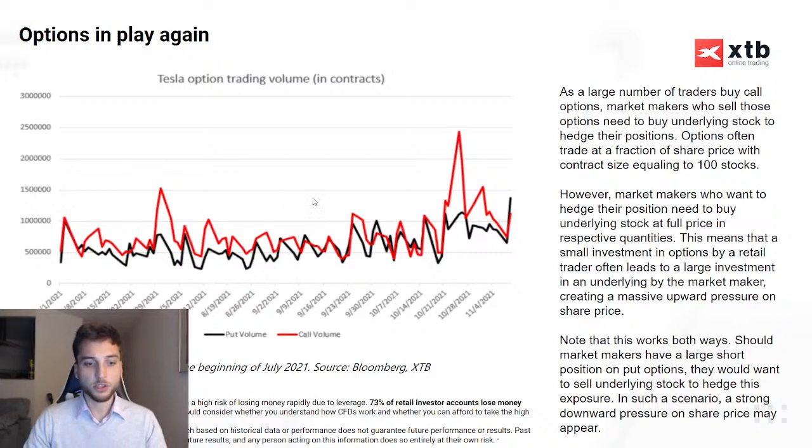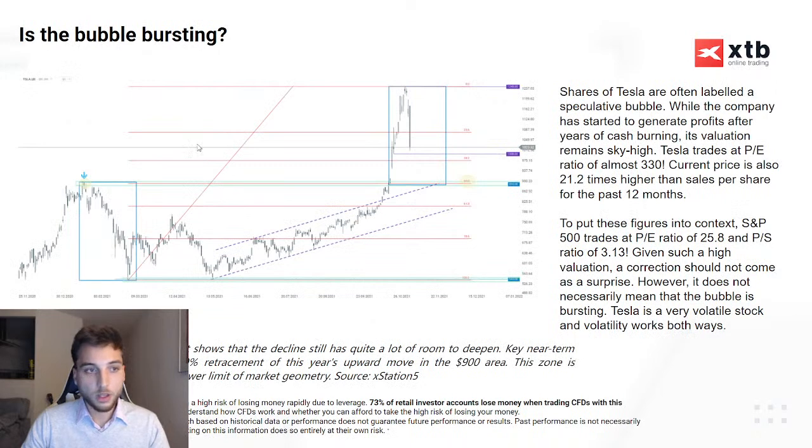And here you can see on this chart by Bloomberg, Tesla option trading volume since the beginning of July 2021. You can see it's quite stable, and then this spike here in the call volume, and nowadays put volume and call volume are both up, pushing the price really into volatility. But the key question is: is the bubble bursting on Tesla?